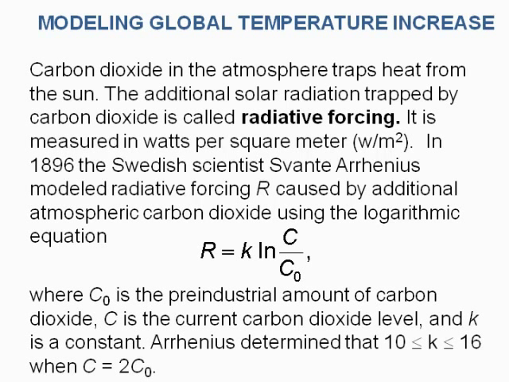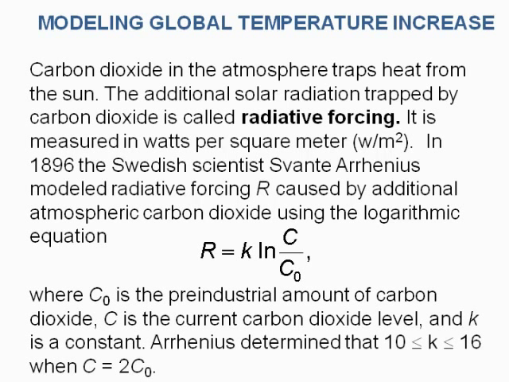All right, another example. You know Young likes to give you tons of examples. Where do you use this stuff in real life, Young? Modeling global temperature increase. Now, there's something that we're seeing more and more in the news. Carbon dioxide in the atmosphere traps heat from the sun. The additional solar radiation trapped by carbon dioxide is called radiative forcing. It is measured in watts per square meter. Now, I don't even remember doing this in science class, but as we progress, we have to come up with some new stuff here, and boy, we better come up with a solution for this, huh?